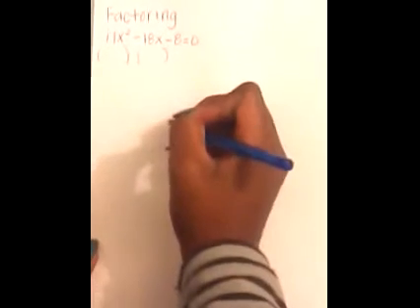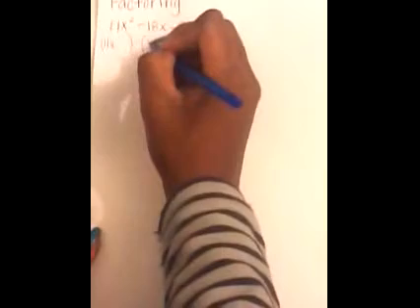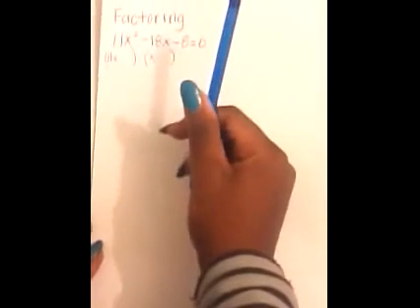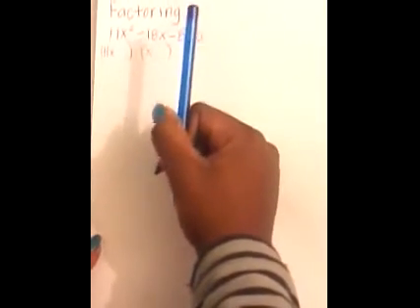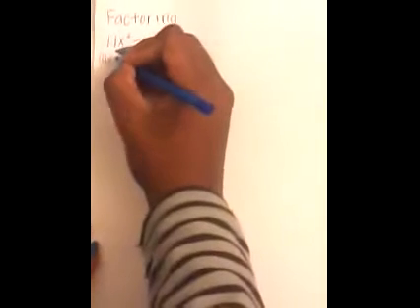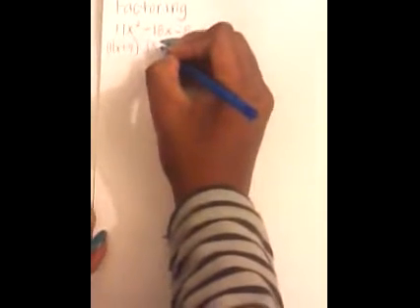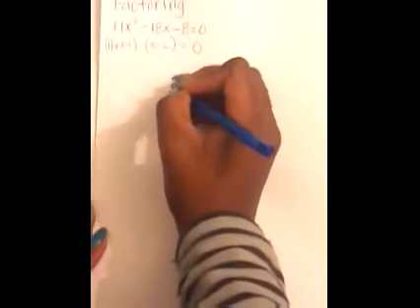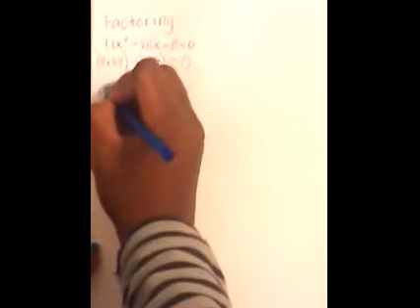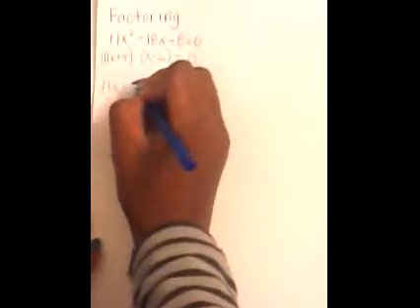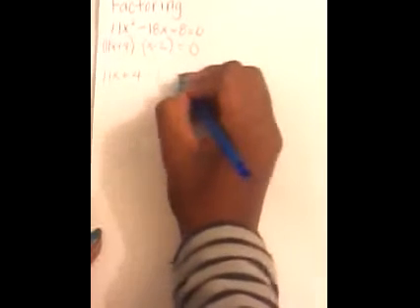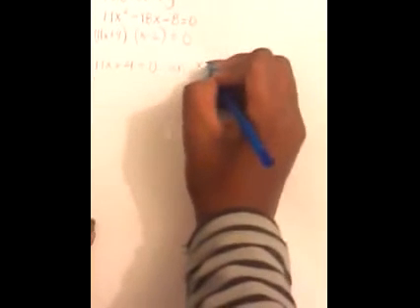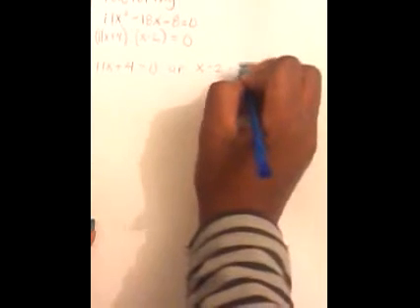First, you must get the factors of 11, which is 11x and x. Then we're going to get the factors of negative 8, which is positive 4 and negative 2. That equals 0. Then we're going to bring the equation down. 11x plus 4 equals 0, or x minus 2 equals 0.